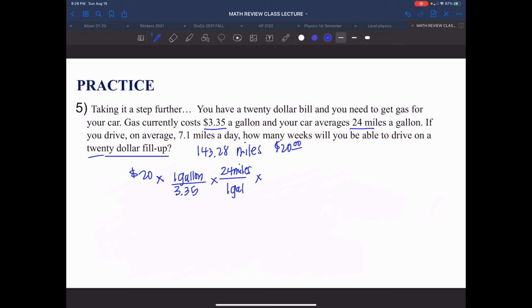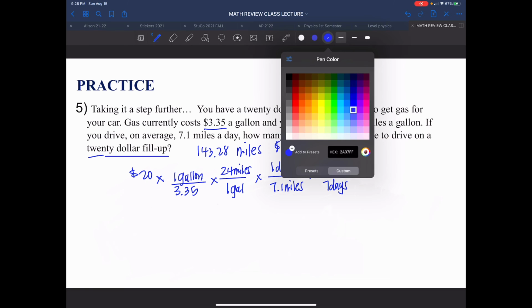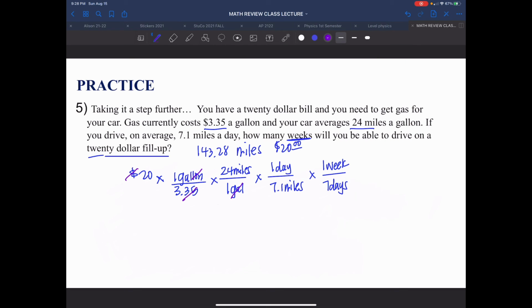Now I do want you to notice something. See how we don't have to have the ones always on the top or always on the bottom? Okay, 7.1 miles in 1 day, 7 days in 1 week. Okay, we're asked how many weeks. So, can I cancel everything out? And I'm left with weeks on the top. Money, money, gallons, gallons, miles, miles, day, day.